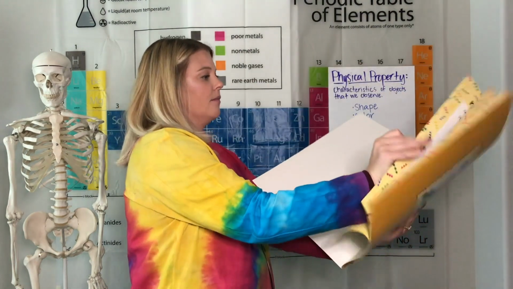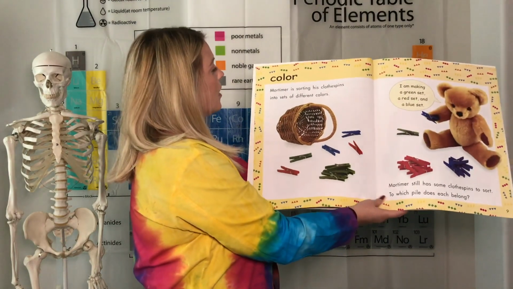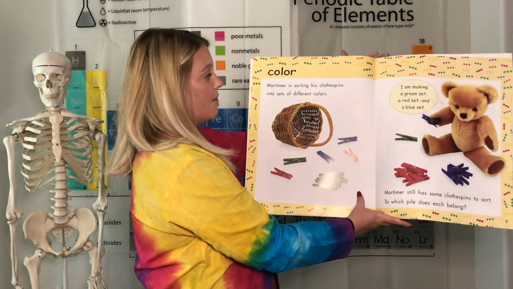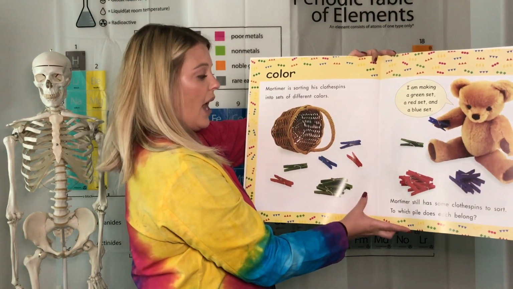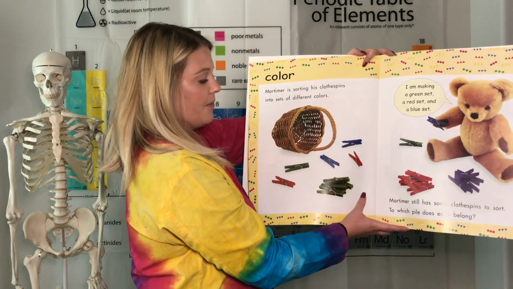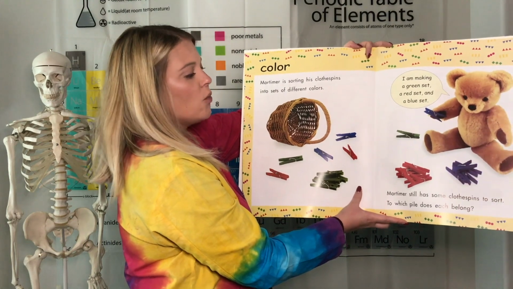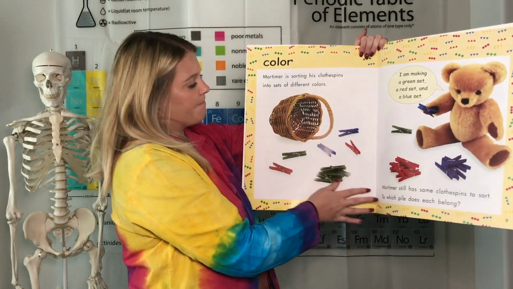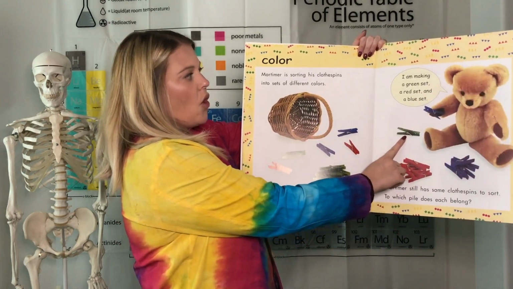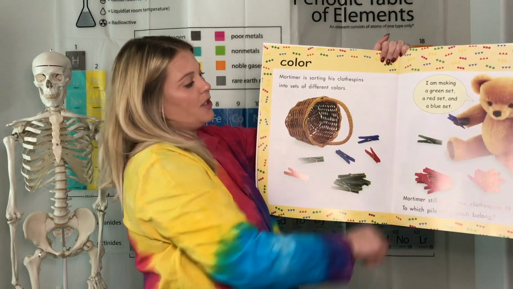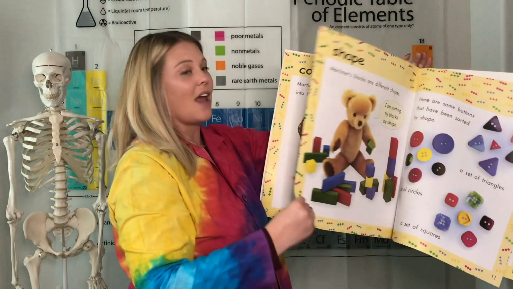Mortimer is sorting his clothespins into sets of different colors. I'm making a green set, a red set, and a blue set. Mortimer still has some clothespins to sort. To which pile does each belong? What about this clothespin? Do you see this clothespin? Which group is Mortimer going to add this clothespin to? Green, because he's sorting based on the physical properties of their colors.